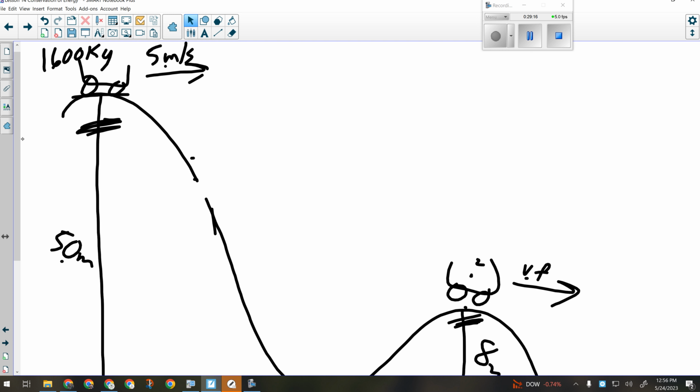We have a 1,600 kilogram roller coaster, and it starts 50 meters above the ground, moving at 5 meters per second. A little while later, it's at this point on the track, 8 meters above the ground, and I want to know how fast it's going. It's a frictionless track. There's no forces other than gravity. It works just like the sledding question, if you want to look back at that, except instead of solving for height, we're solving for speed.